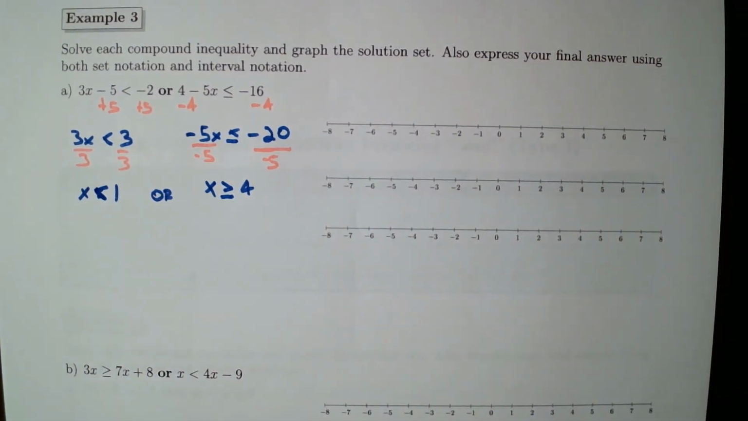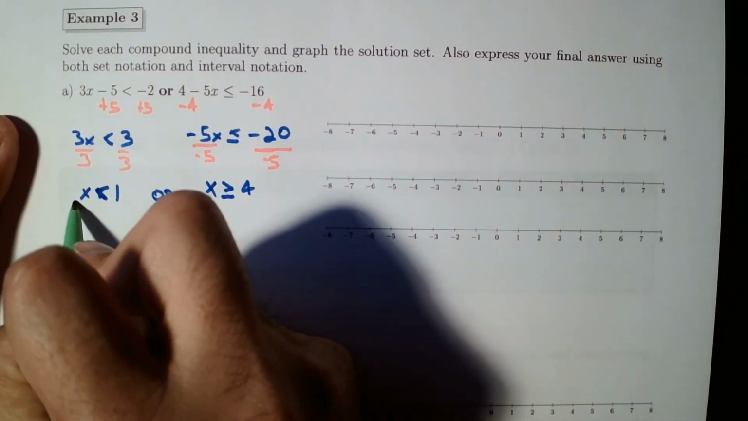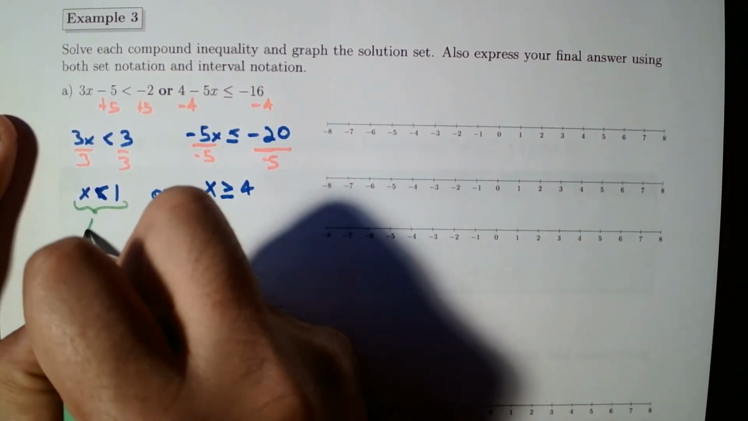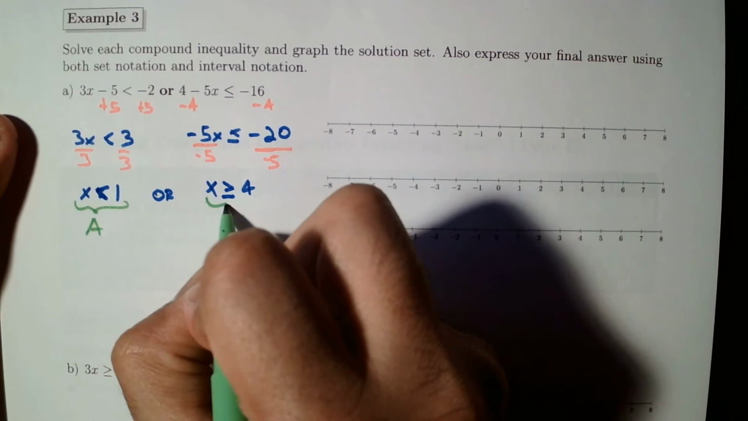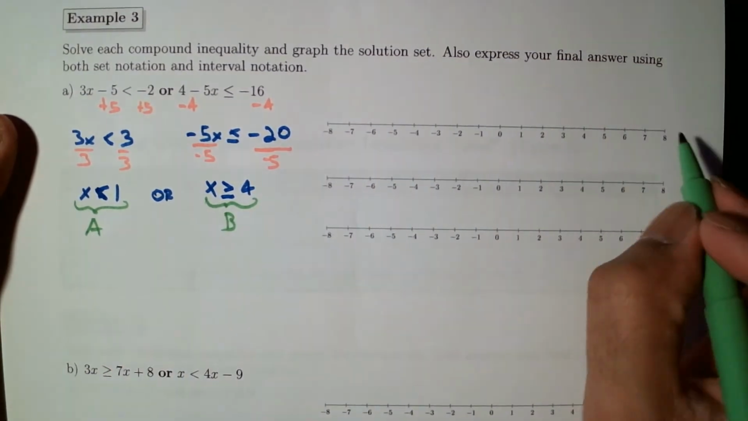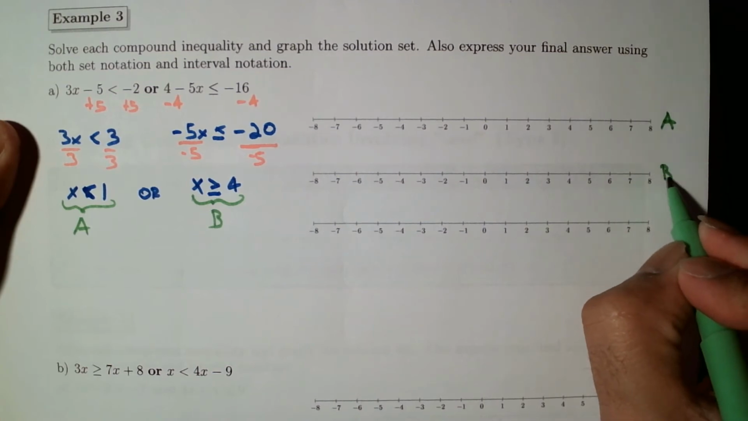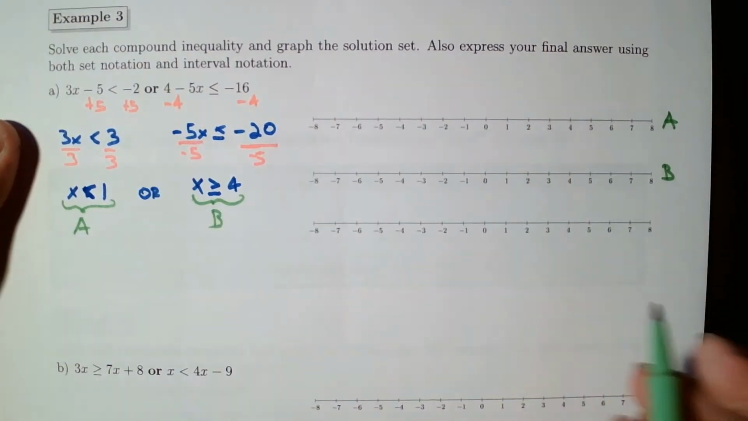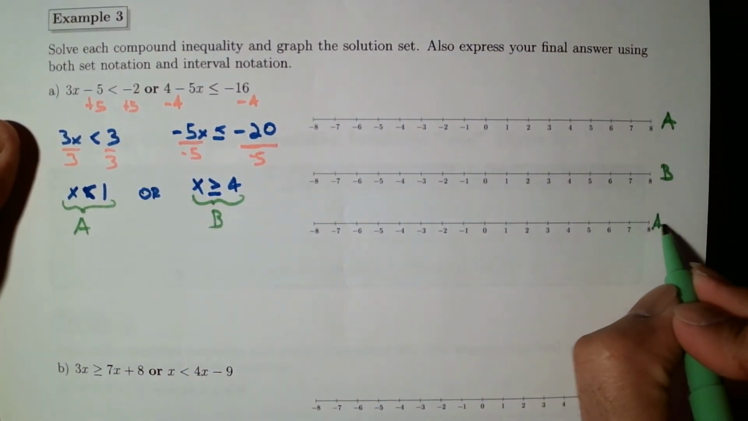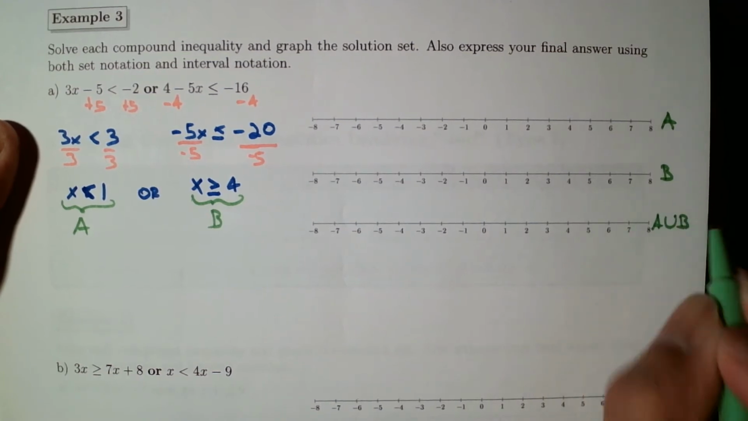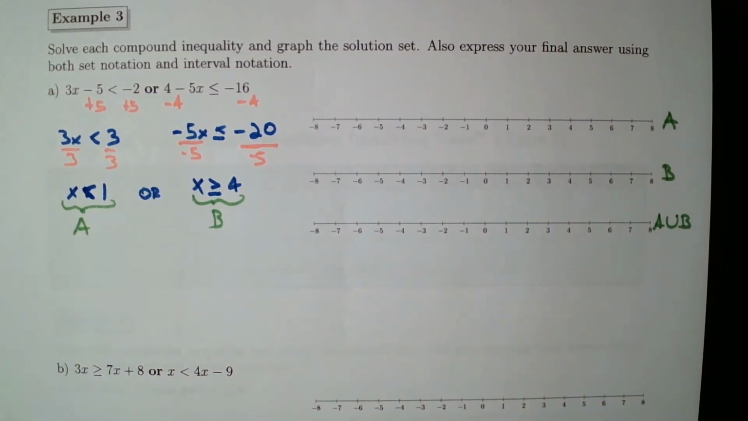So in this case, this is what I would like to do. I'm going to give letters to this set. Let's call this A, and let's call this set B. So over here, we're going to have A, B, and then for OR, we're looking for the union, A union B. So let's solve this inequality.